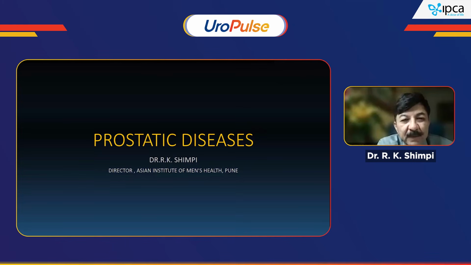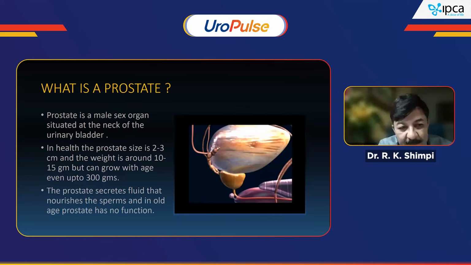All of you know that the prostate is a male sex organ situated at the neck of the urinary bladder. In health, the size of the prostate is about 2 to 3 centimeter and the weight is around 10 to 15 gram, but it grows with age and can achieve even the size of 300 grams. Prostate secretes certain fluid which is responsible for the nutrition of the sperm. In addition to the sperm nutrient, it also produces a glycoprotein called PSA and also prostaglandins. And that's an important tumor marker for the prostate cancer.